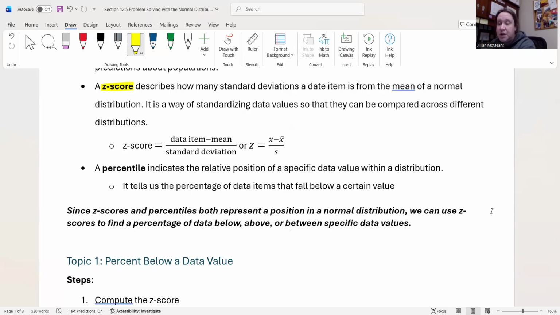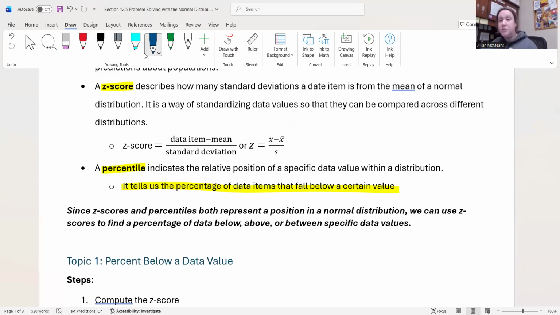So when you're looking at percentiles, it's going to indicate what percentage of data falls below a particular data point. So if I say your kid scored in the 95th percentile on some EOC, that would indicate that 95% of kids that took that same EOC scored less than your kid. Okay, so you have to remember that when we're dealing with percentiles, it is the percentage of data that fall below a particular data point. Okay, and basically, because percentiles and z-scores both are a way of finding a position in a normal distribution, we can use them together.